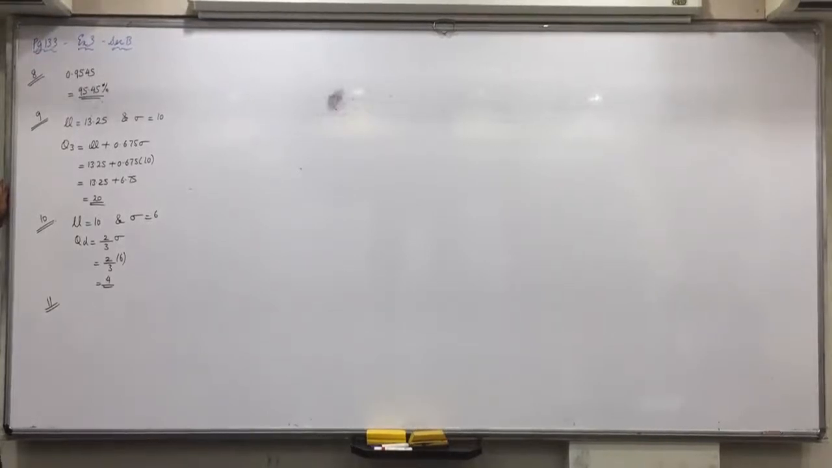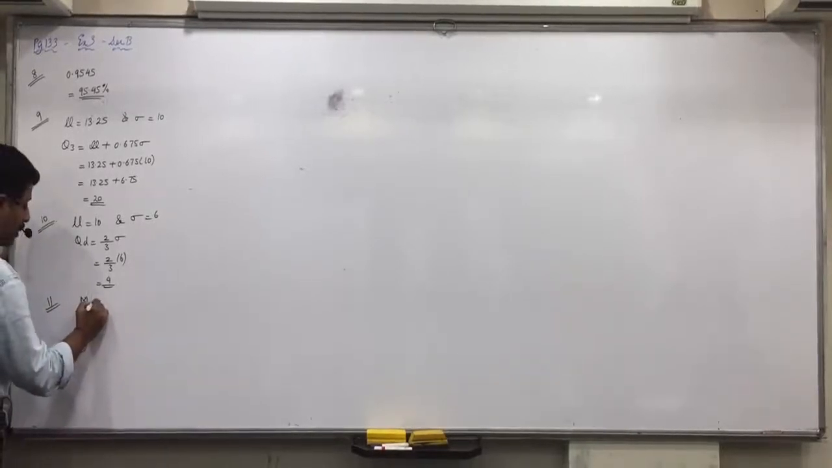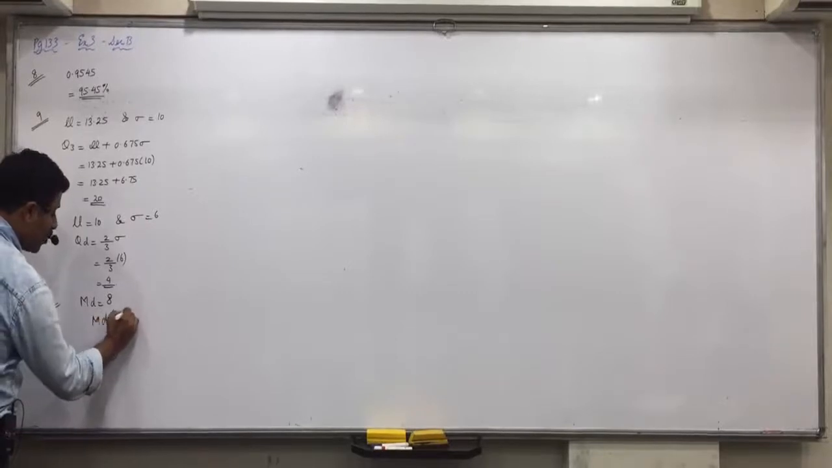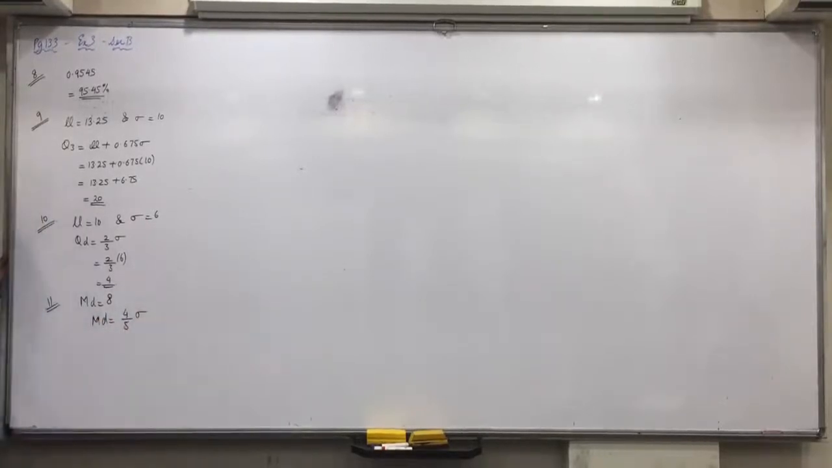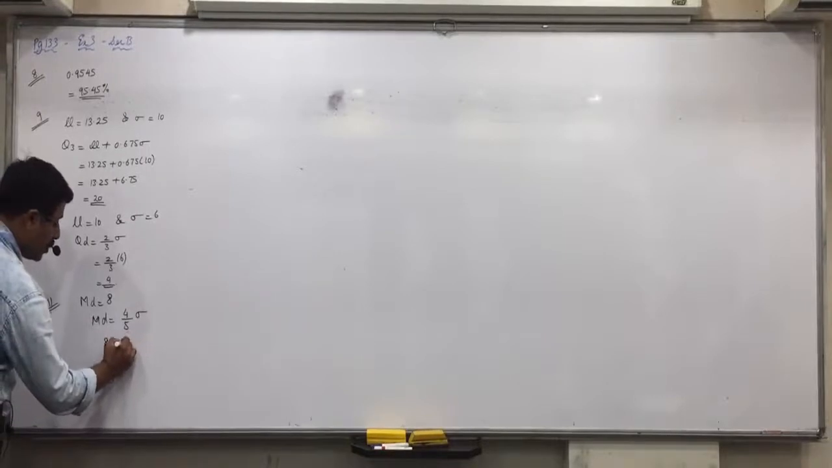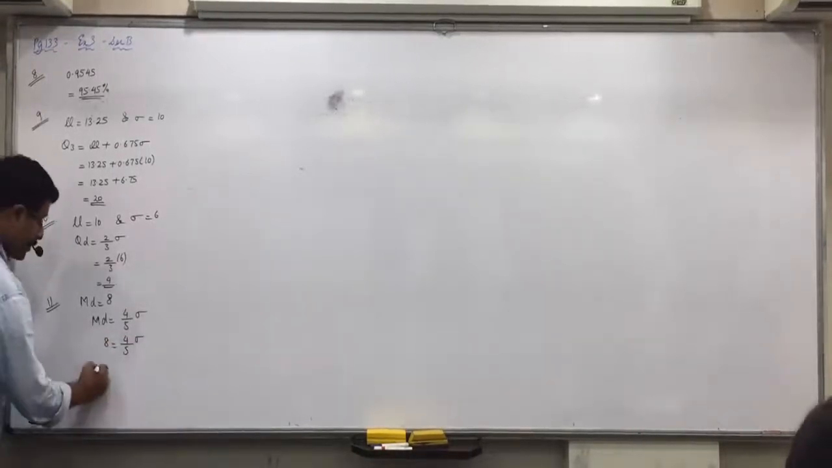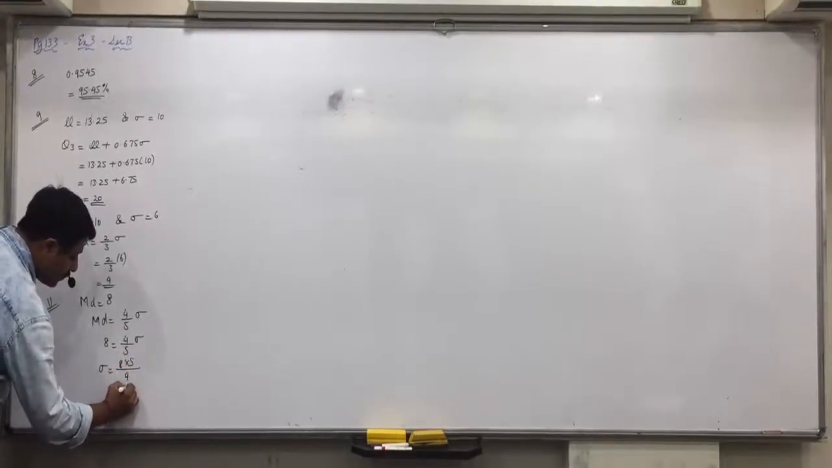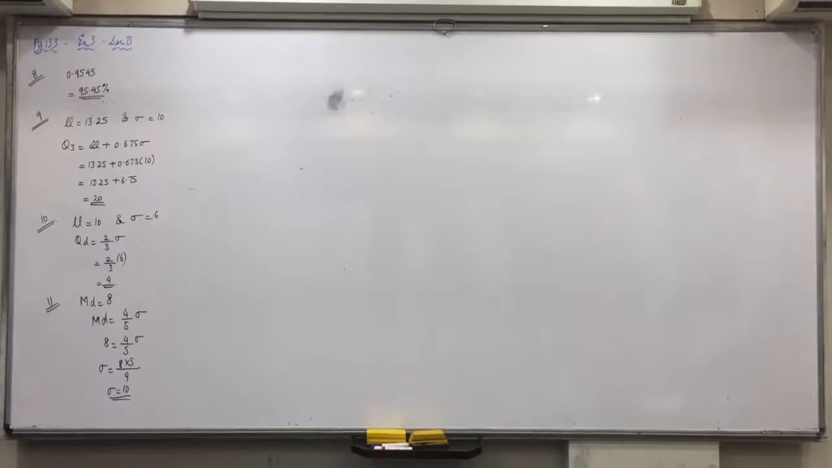The approximate value of mean deviation for a normal distribution is 8, that is MD equals 8. Find its standard deviation. Mean deviation is 4 by 5 sigma. So 8 equals 4 by 5 sigma. Sigma would be 8 into 5 by 4, that is 10. The 5 on the other side will get multiplied and the 4 on the other side will get divided. So 8 into 5 divided by 4.